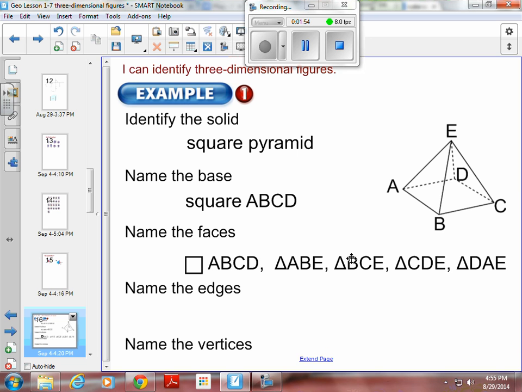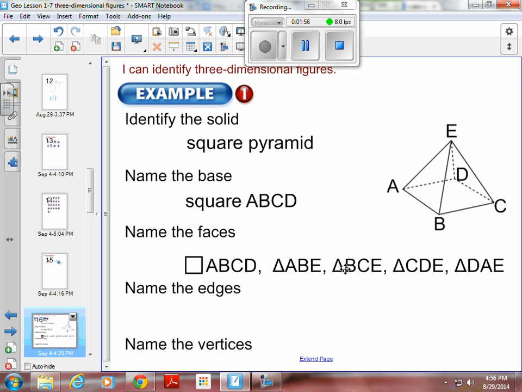Okay. And you can use symbols for squares and triangles. You don't have to write the whole word out like I did here. You could have used just a symbol for a square and said ABCD, just like I did down here.